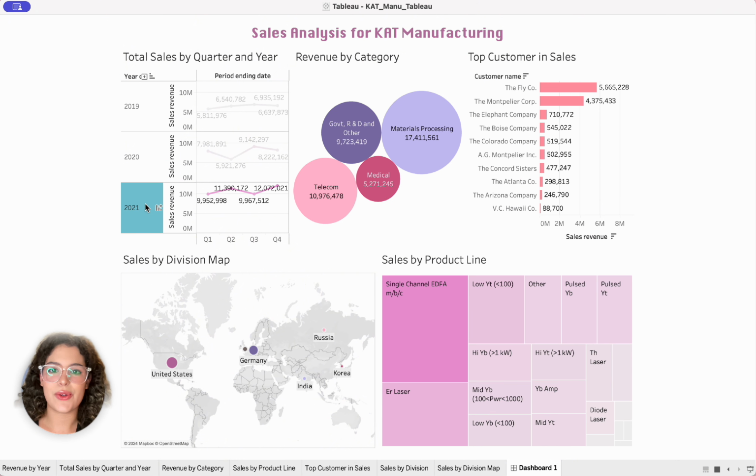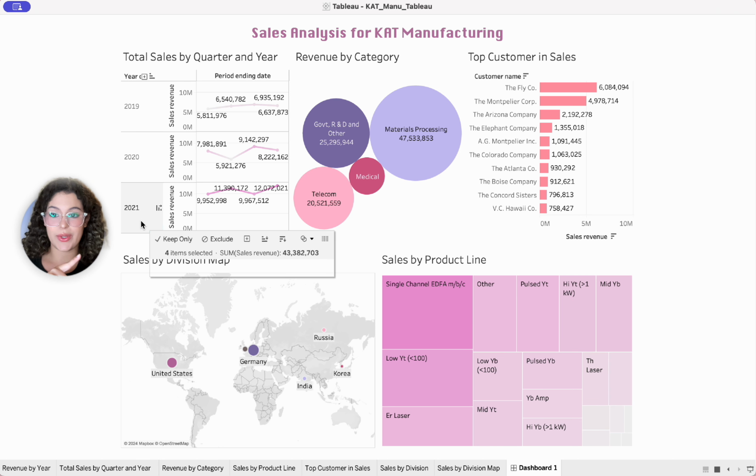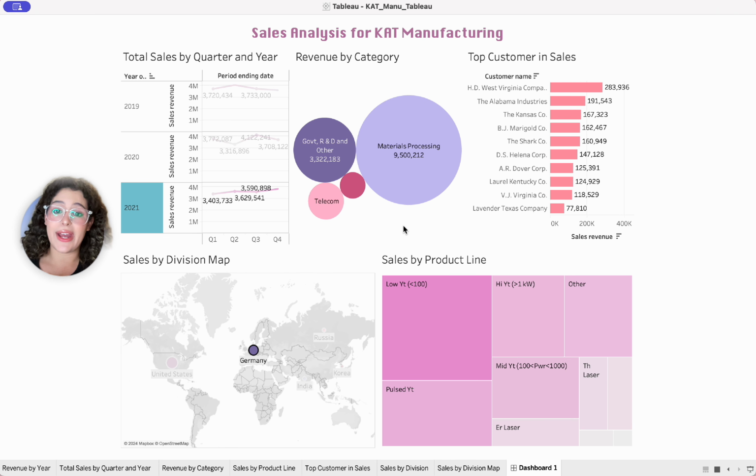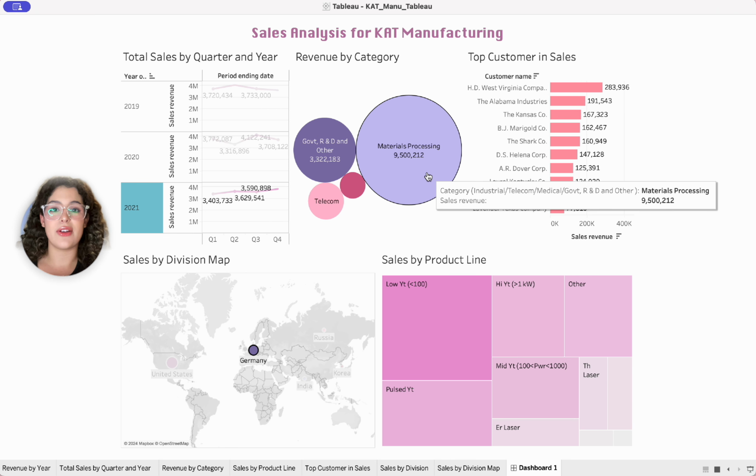Let's see the top category division for Germany in 2021. We're going to click again on 2021. We're going to go ahead and click on Germany. The top category is materials and processing. Honestly, not a big shocker, as we saw materials and processing is our biggest contributor to sales revenue.